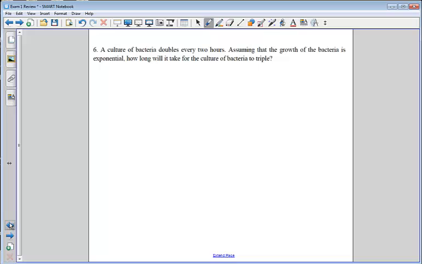Okay, so here's another exponential problem. A culture of bacteria doubles every 2 hours. Assuming the growth of the bacteria is exponential, how long will it take for the culture of bacteria to triple? So on this, you want to use what's called the exponential model. And we have the amount of bacteria, so let's just say A of t is equal to the initial amount, A naught, e to the kt.